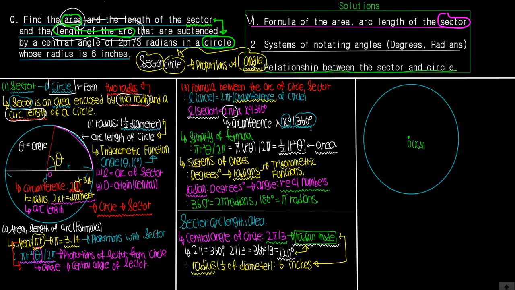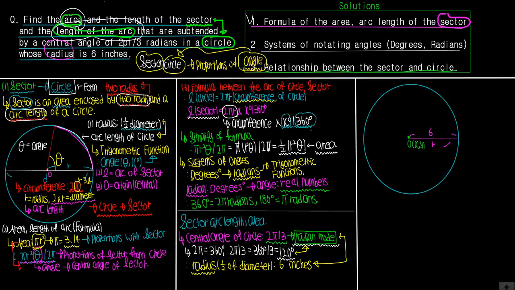Our radius will look something like this: it always passes through an endpoint on the circle and the central point. This radius is 6 inches. I will abbreviate inches and just write 6, because they told us the radius of our circle is 6 inches. So these are our values.